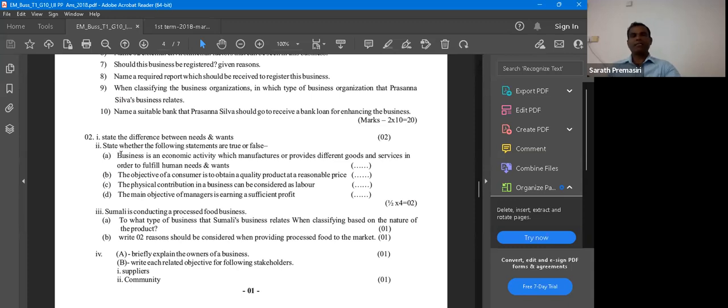Business is an economic activity which manufactures or provides different goods and services in order to fulfill human needs and wants.